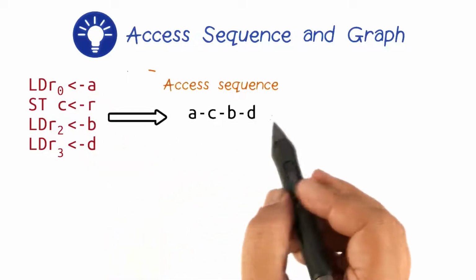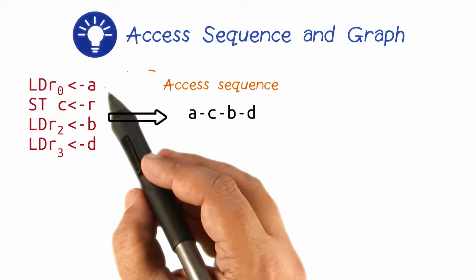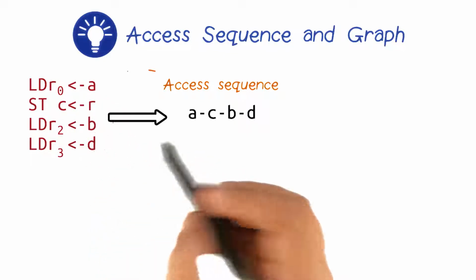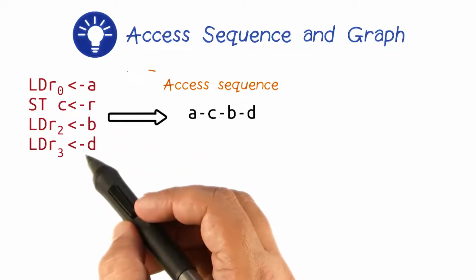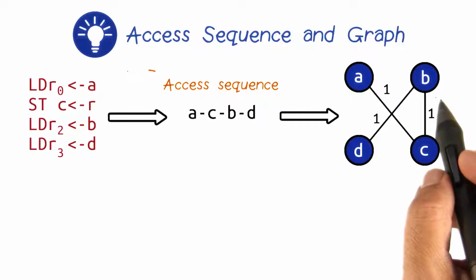So we ignore those. We are just focusing on the memory operations which are load stores. And let us say this is the sequence in which they occur inside a basic block. So the first question is, what is the access sequence here? The access sequence, as you can see here, is very easy to find. It is A followed by C followed by B followed by D. And so that is the access sequence because that's the order in which the memory is accessed. Now let us look at the access graph that is formed by this access sequence. How can we find it?